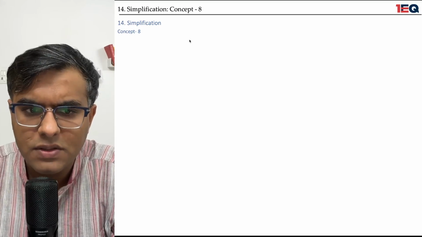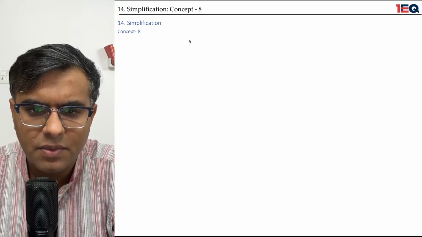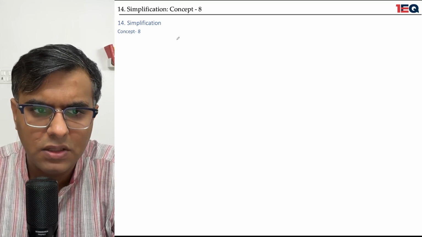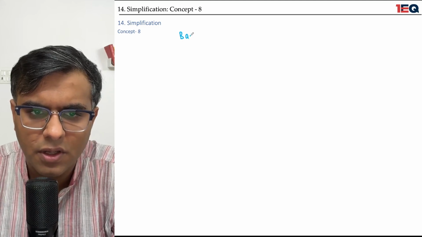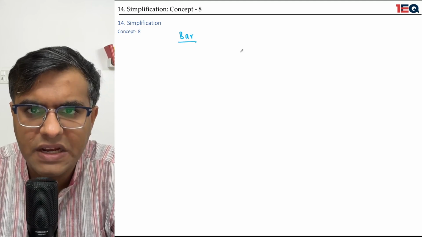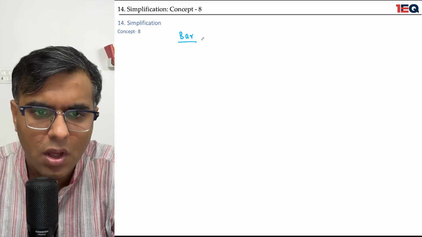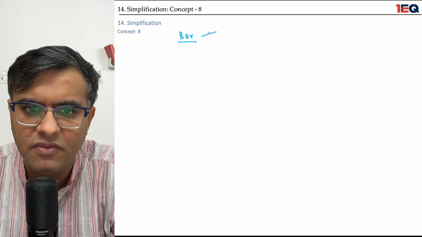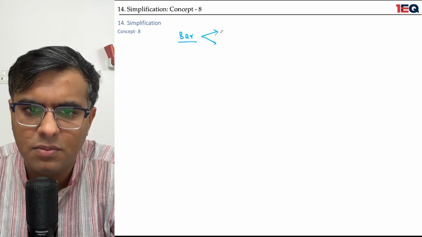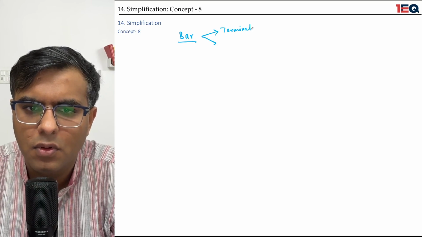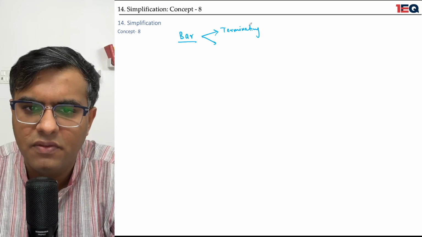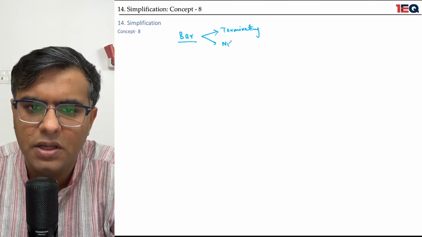We are now at concept number 8. In concept number 8, we have a very standard practice that we are going to check, which is called denoting fractions with the help of bar. What happens is there are some fractions or some numbers which are terminating in nature, and there are some fractions which are non-terminating in nature.